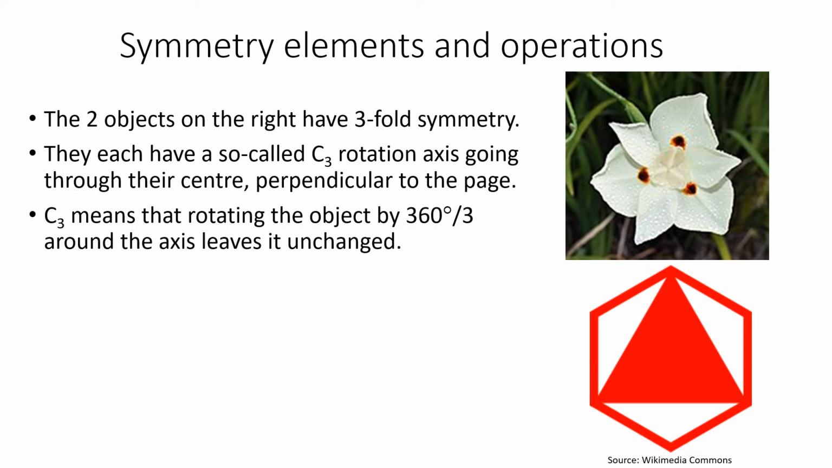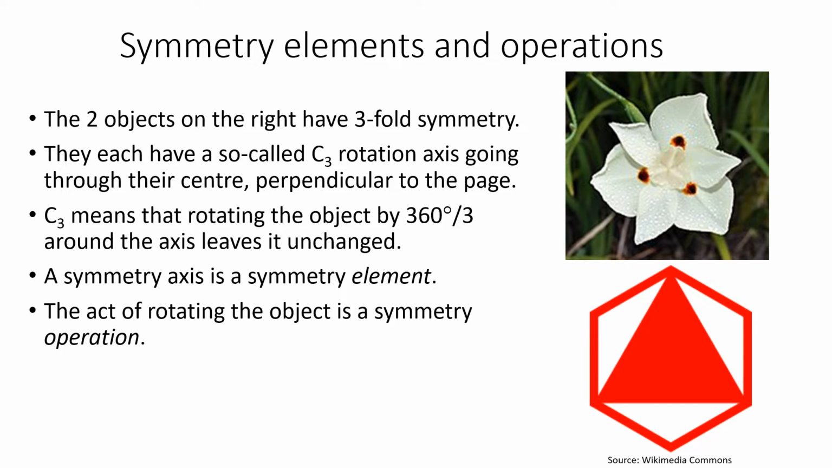And so there we go. If you've got a rotation axis of order n, then if you rotate the object 360 degrees divided by n, it leaves it looking unchanged. And so again, the symmetry axis is the element, a feature of the symmetry of the molecule. Whereas by contrast, the actual act of doing the rotation, or the reflection or whatever, is the so-called symmetry operation.